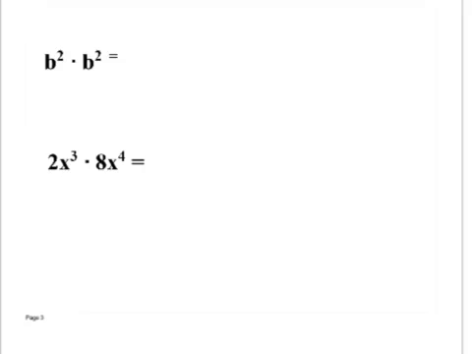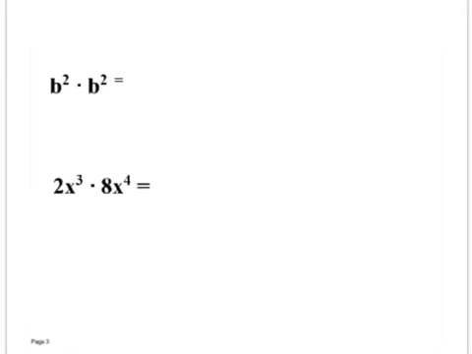Alright, write these two down. B squared times B squared. What's this going to be, Nicole? B to the 4th. Good. Right? Just because it's a variable doesn't mean anything changes. When you multiply bases, you add exponents.